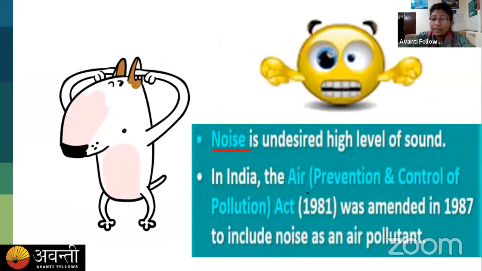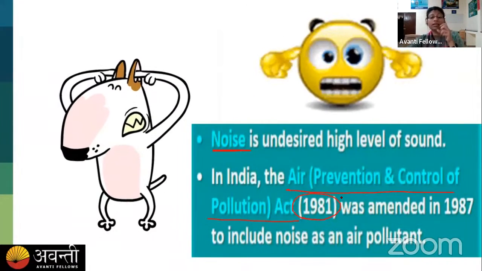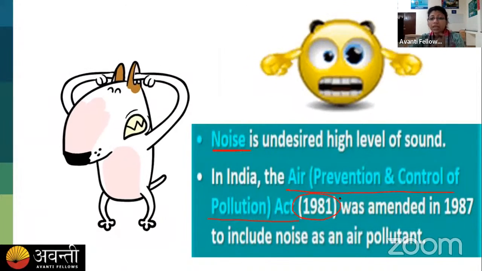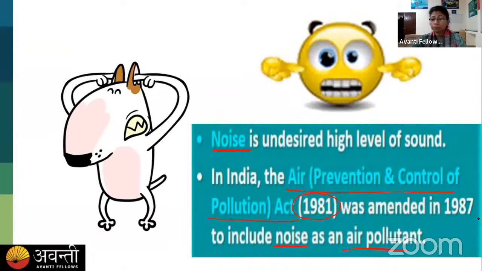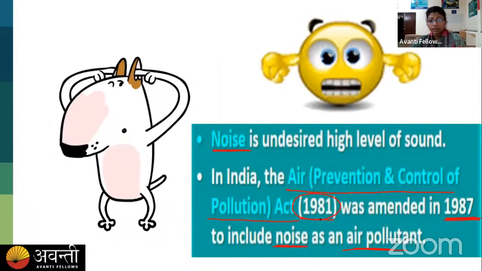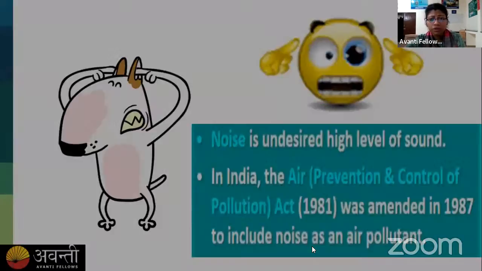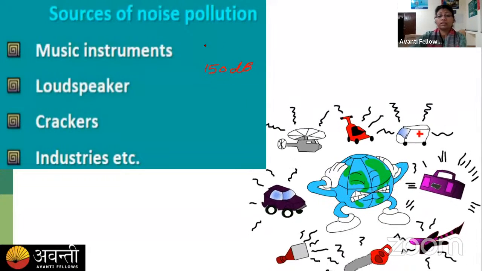And in 1981 the government released the Air Prevention and Control of Pollution Act, in which they made an amendment. After 6 years, they made a change in the 1981 Act and included noise pollution in air pollution also. Okay. So the amendment took place in 1987. The act was passed in 1981 initially, and after that amendment, they included noise as air pollution. Okay.